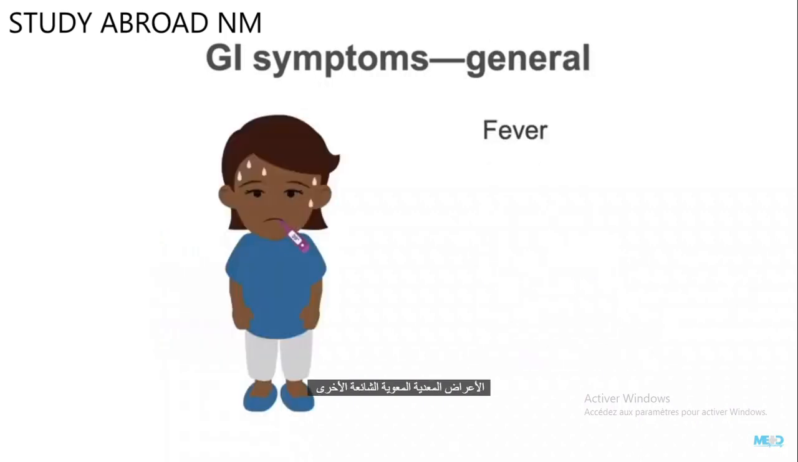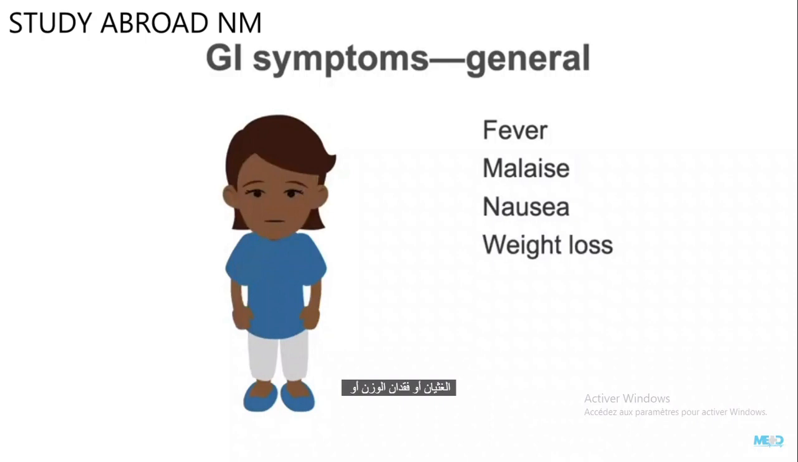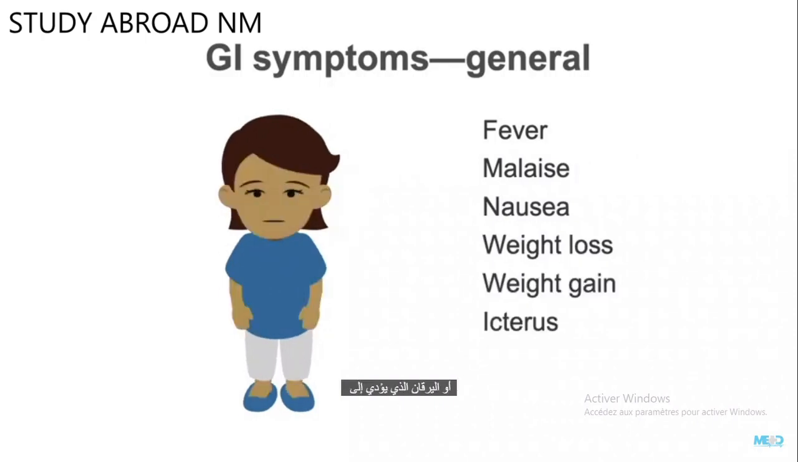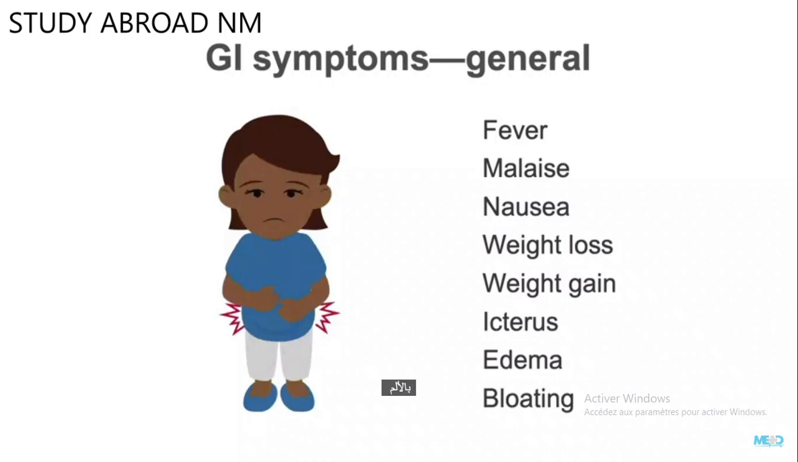The other common gastrointestinal symptoms that don't easily fall into a category are fever, malaise, a lack of well-being and overall feeling of discomfort, nausea, weight loss or gain that is often not intentional, icterus or jaundice, which is yellowing of the skin or sclera. This is referred to as scleral icterus. Edema and bloating may also be associated with pain.